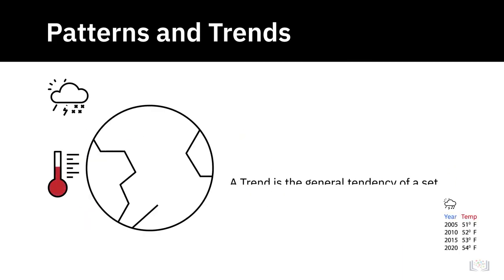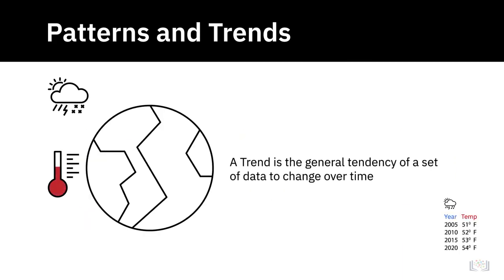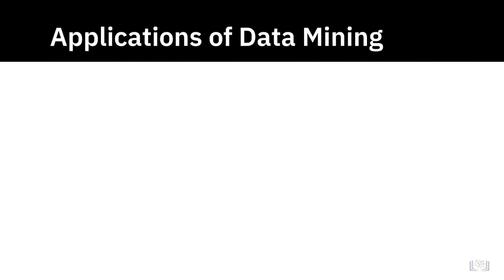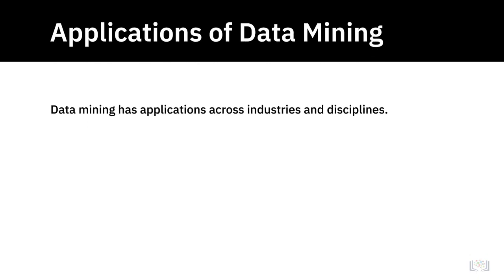A trend, on the other hand, is the general tendency of a set of data to change over time. For example, global warming. In the short term, like a year-on-year basis, temperatures may remain the same or go up or down by a few degrees, but the overall global temperatures continue to increase over time, making global warming a trend. Data mining has applications across industries and disciplines.